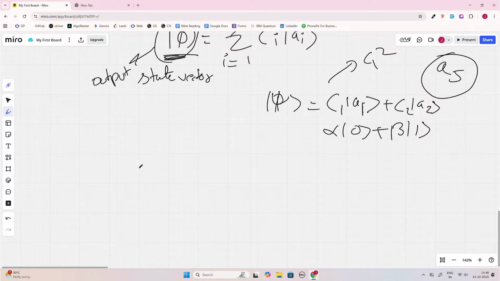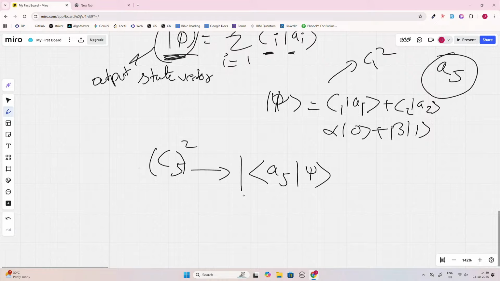Now, similarly, when I take this phi, which is of Ci and Ai, I can say that the probability of the output being A phi can be written as C phi square. Yes or no? So it can be written like C phi square. Now, by using the Born rule, I can write C phi as this thing.